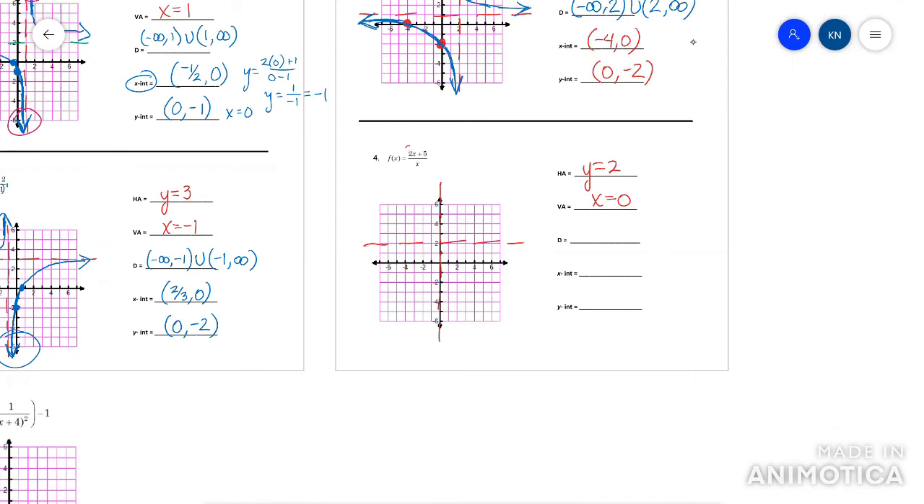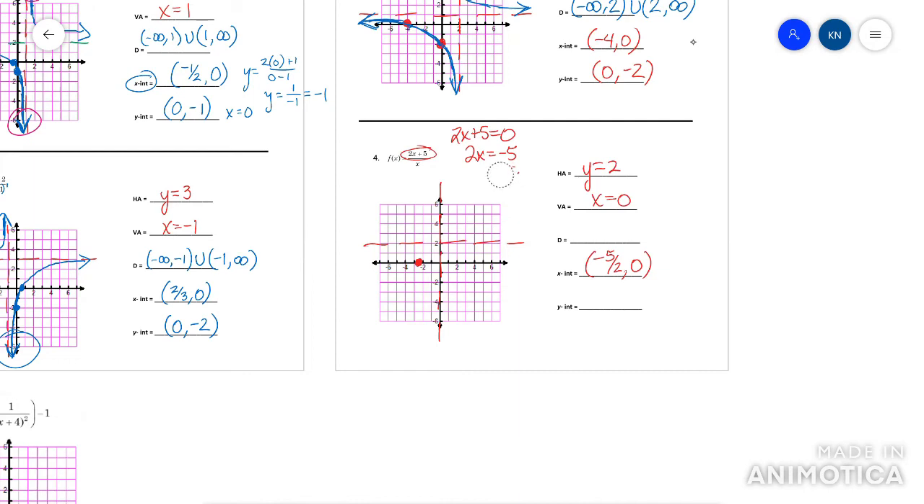Okay. The next thing I would probably go get is my X-intercept by taking the top and setting it equal to 0 and solving. So subtract 5, divide by 2. So I got negative 5 halves, aka negative 2.5, but I'll just leave it as a fraction. So that's like here.